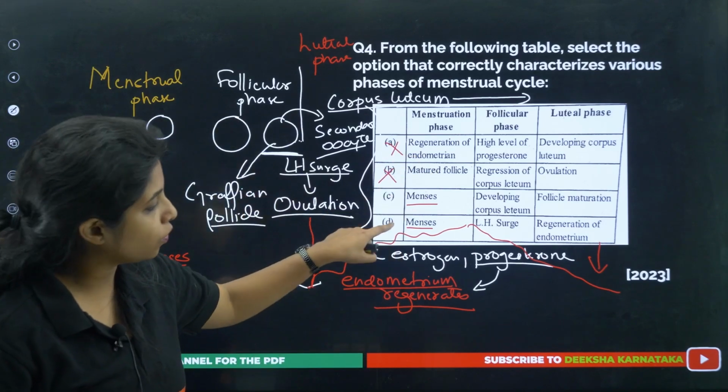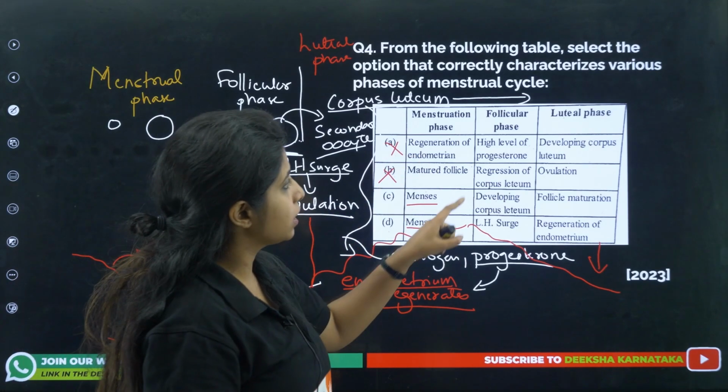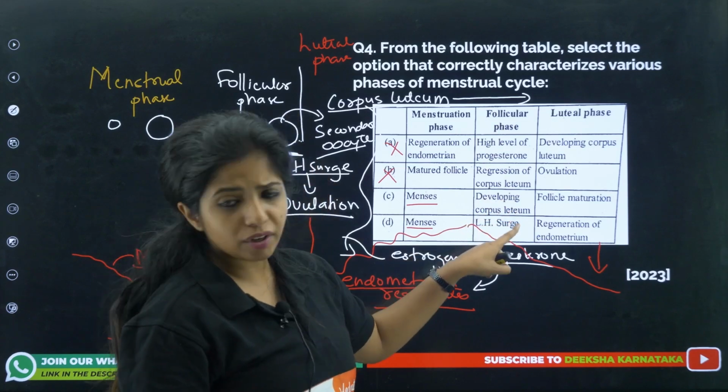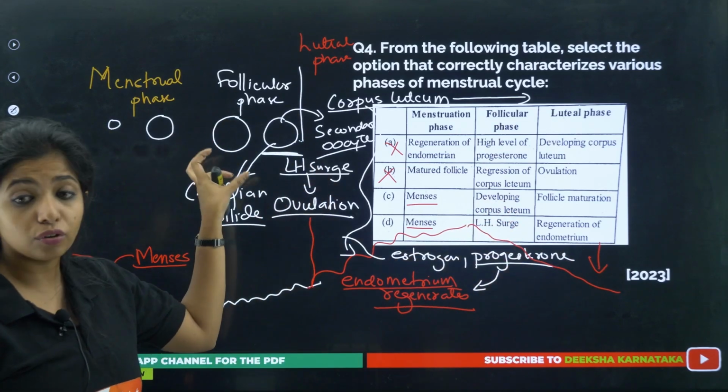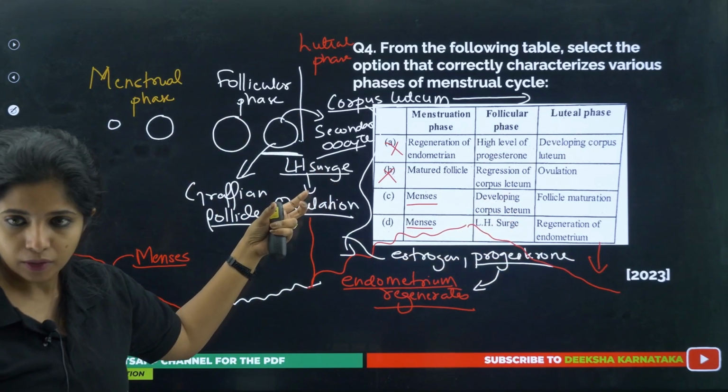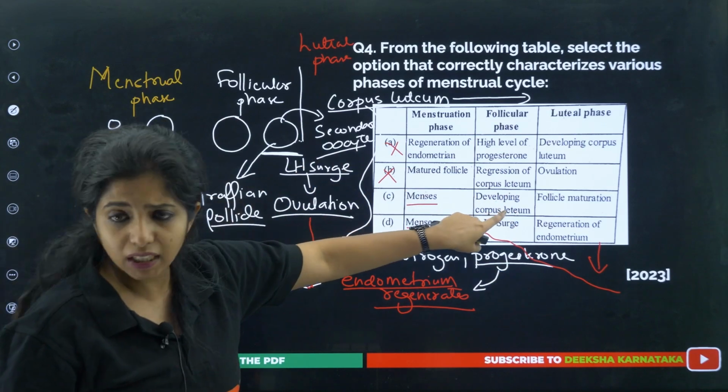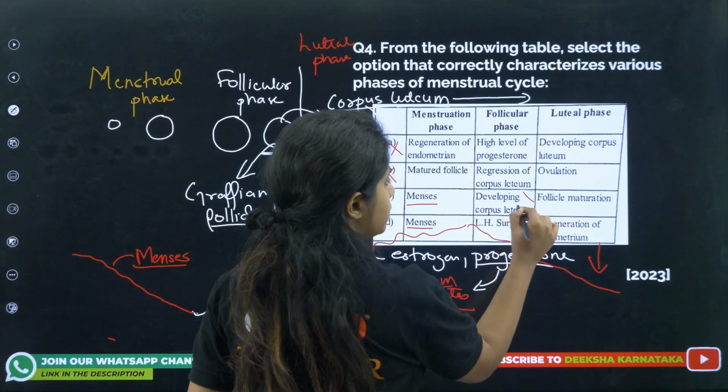Okay, and we can go for these two options. We can see which one is correct. In the follicular phase, developing corpus luteum is there? No, children. In the follicular phase, you have the developing follicles. So this is again something that is wrong.